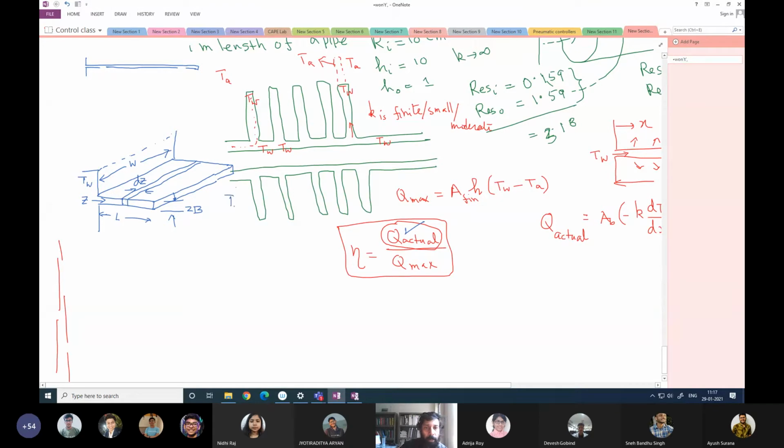Ambient temperature is TA. So first you tell me how the heat flow occurs in this differential element. What kind of heat in, what kind of heat out. So all these things.